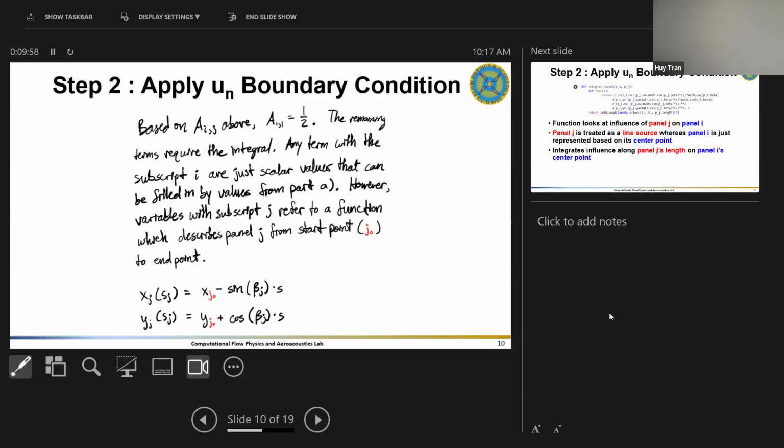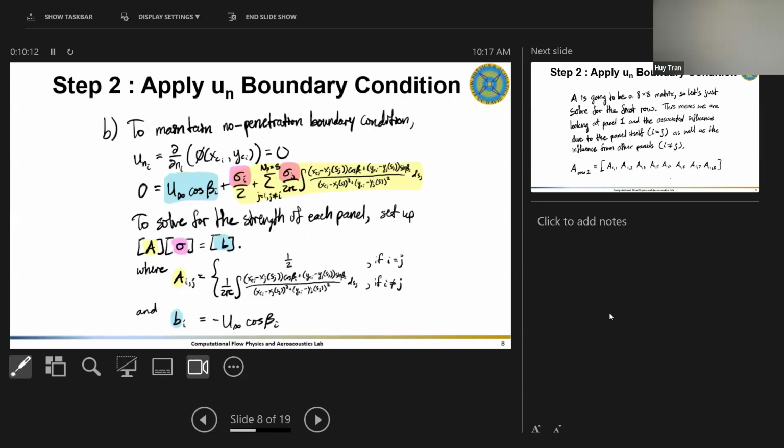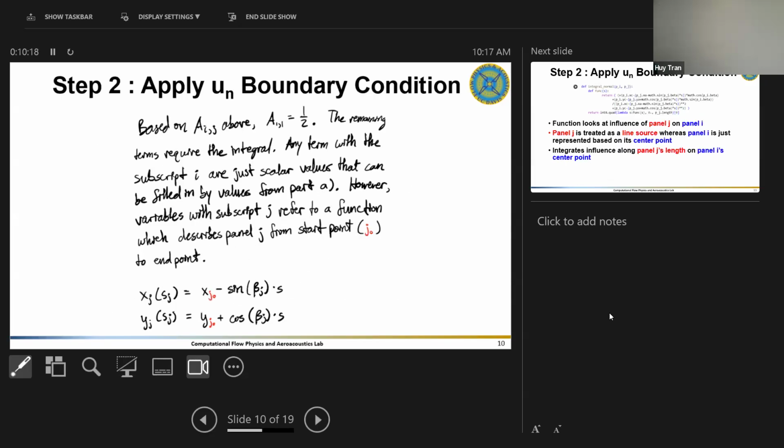Okay, so there was a lesson that basically covers this that I don't have time to go into, so I'll just give you the answer. The panel's influence on itself can be represented by 1/2. This comes from the 1/2 shown by the sigma_i over 2. You just take the 1/2, and that's why the influence is 1/2. But the other terms, you're going to have to use the integral to solve for.